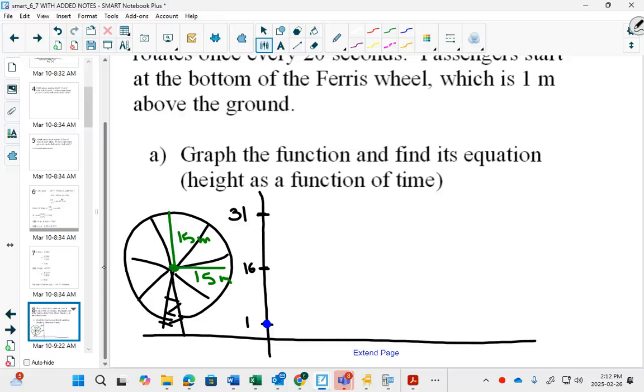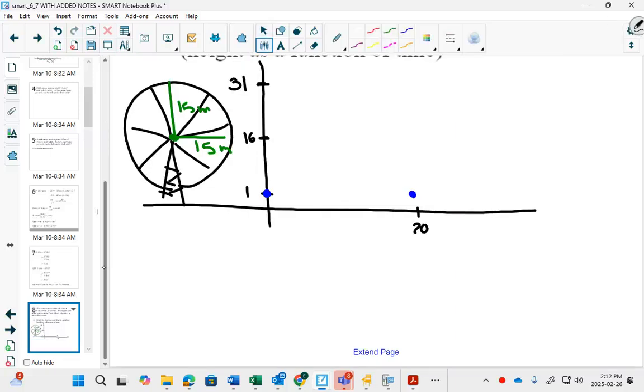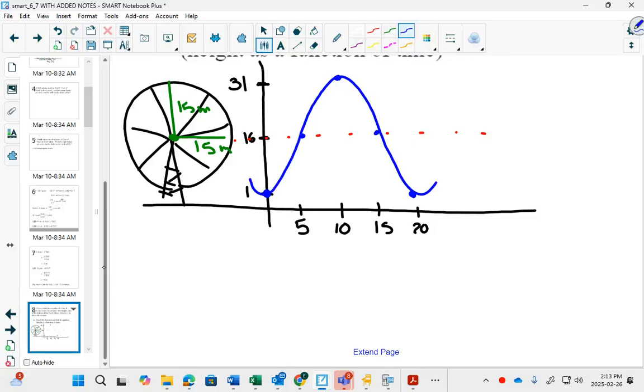Now it takes 20 seconds, so I'll mark 20 seconds, to go all the way around so I know there's a second point. If it takes 20 seconds to go all the way around, where will you be at 10 seconds? The very top. And we could add 5 and 15. And that's where you would be in the middle.